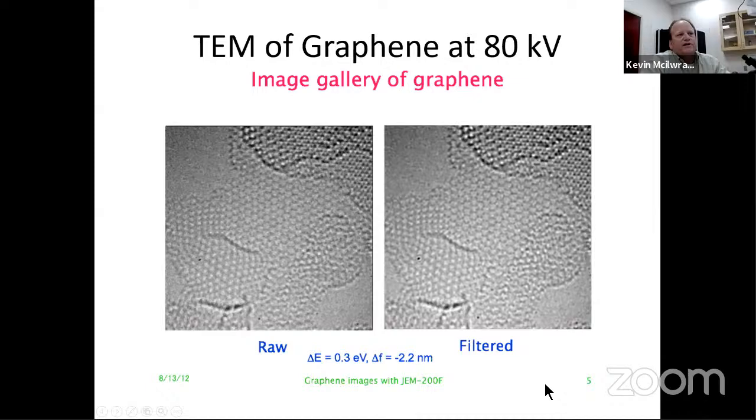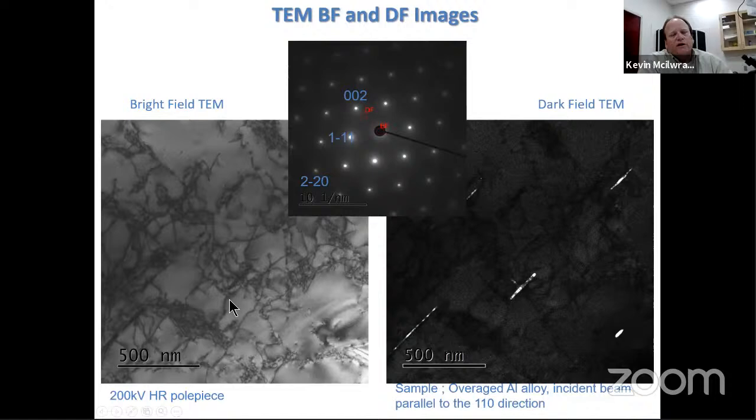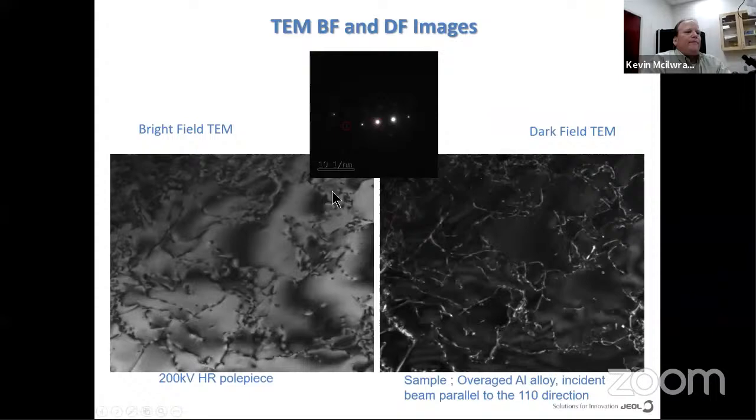And now we look at, we can do bright field. You see a lot of dislocations of the material, but we can also then mask out and look at certain specific reflections and look at the dark field image. And so we can look at the phase of what's going on. And then another example of that.